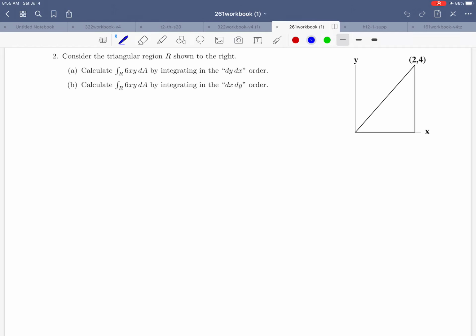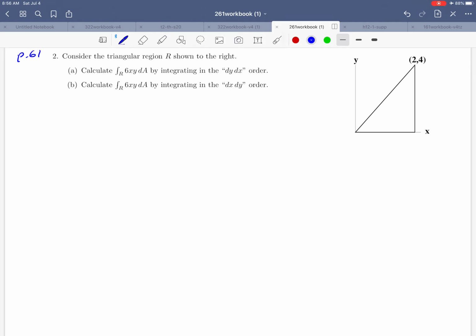Hello everybody, and welcome to exercise 2 on page 61 of the workbook. And this is going to be our first example of doing an iterated integral in a situation where we're integrating over a shape that's not a square.